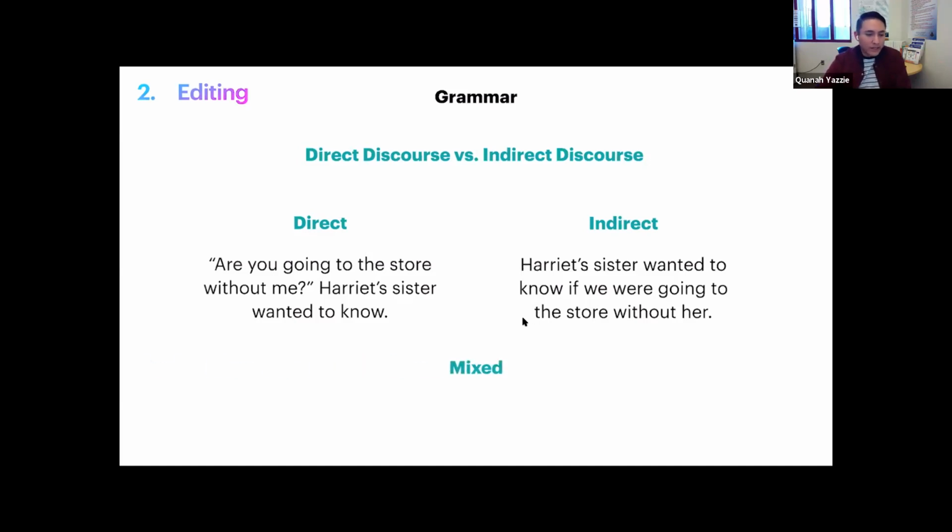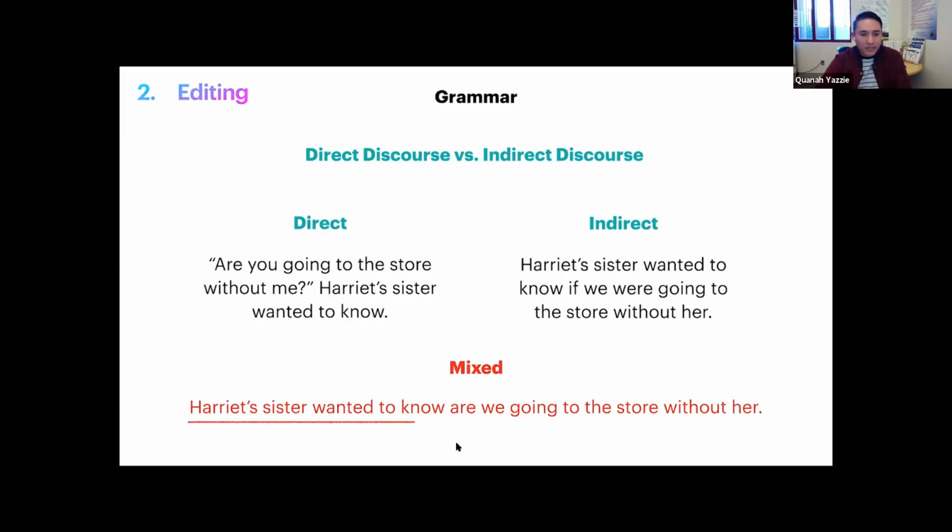In some cases, you'll see a mix between direct discourse and indirect. If we see something like this, for instance, this is actually wrong. We cannot mix and match direct voice and indirect voice because it's a grammar issue. If you look at the sentence at the bottom, we see Harriet's sister wanted to know. This is a direct.